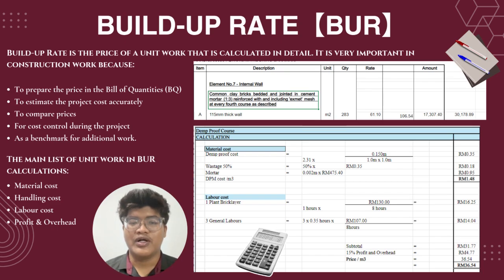The bottom table shows how the build-up rate is derived for the improved cost for brick wall. The price is calculated by adding material cost, labor cost, and profit and overhead to obtain the final price per unit. The detailed calculation ensures a correct price and better cost management throughout the project.